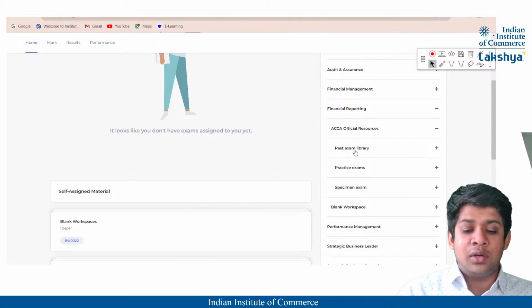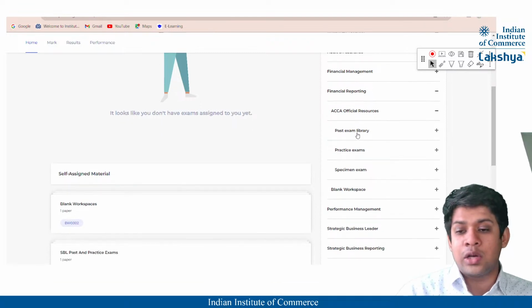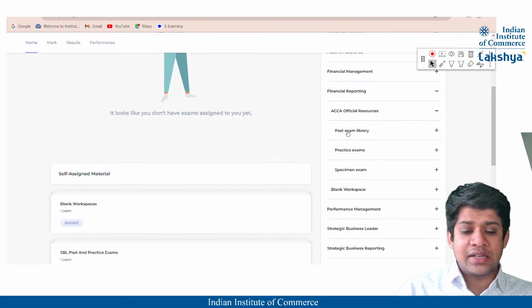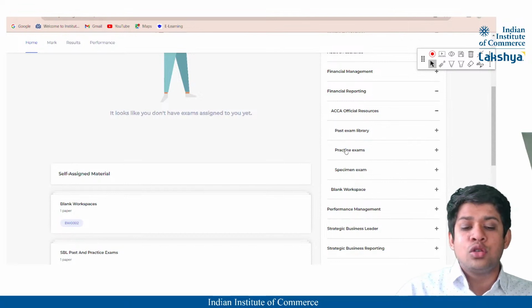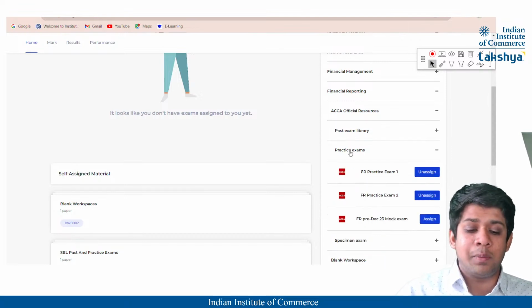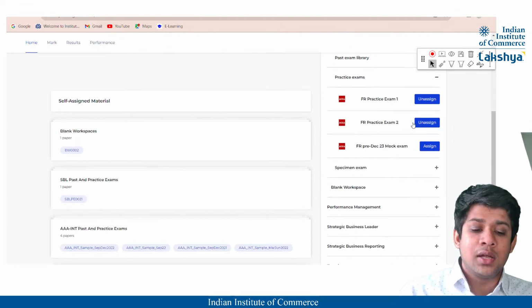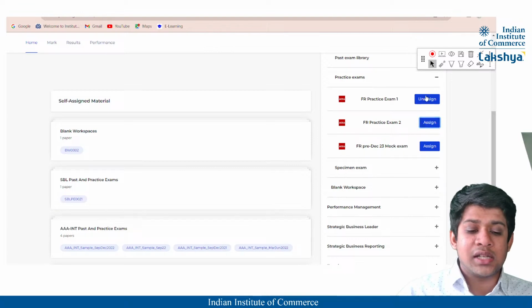Your past exam library, we are not doing it from the past papers because they are just showing us Section C questions in the past papers. So Section A and Section B MCQ questions are not available. So that is the reason why we are choosing to do one of the practice exams, that is FR practice exam 2. Okay. You will click on assign. Here it is already assigned, which is the reason why I unassigned it. So you can click on assign and it will be assigned.